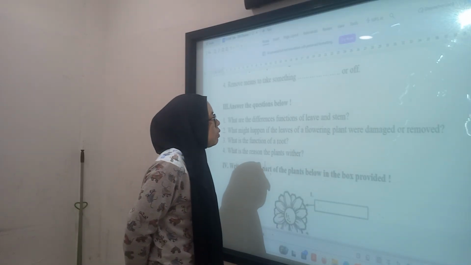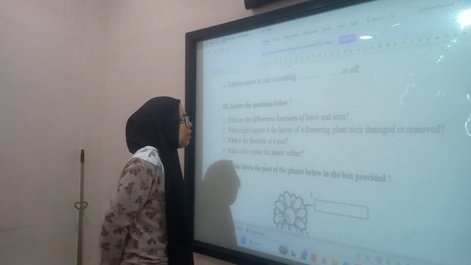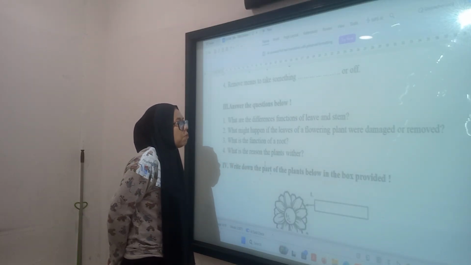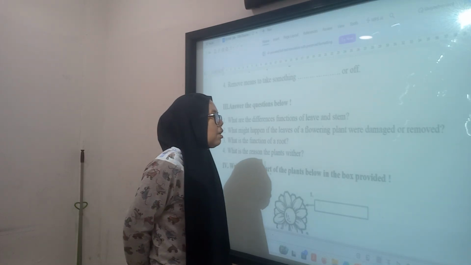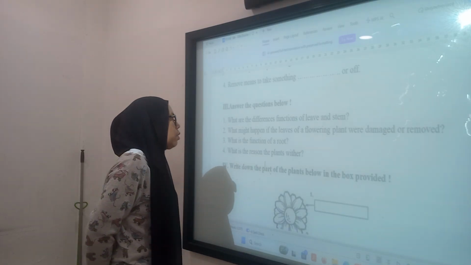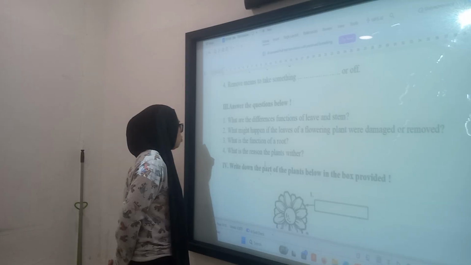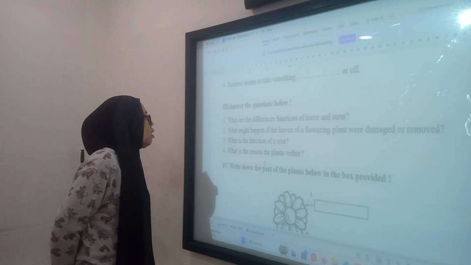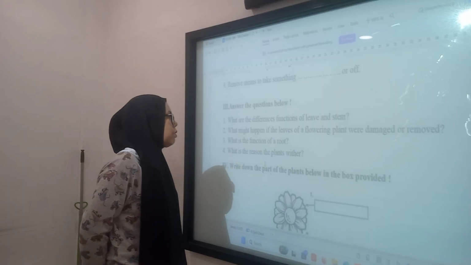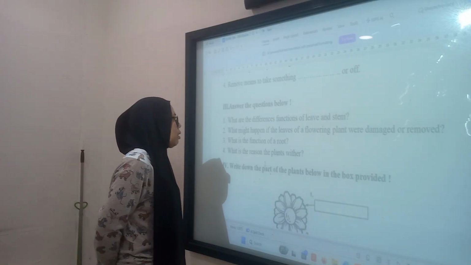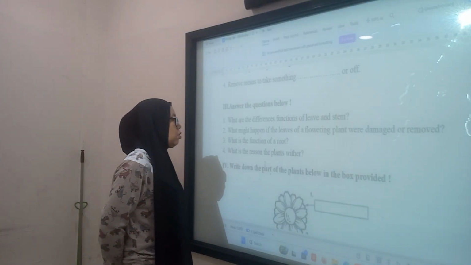So when there is no food or water for the flowering plant, it means that the plant will wither, and after that it will die. Number three: what is the function of the root? The function of the root is to hold the plants firmly so that the plants will stand straight.